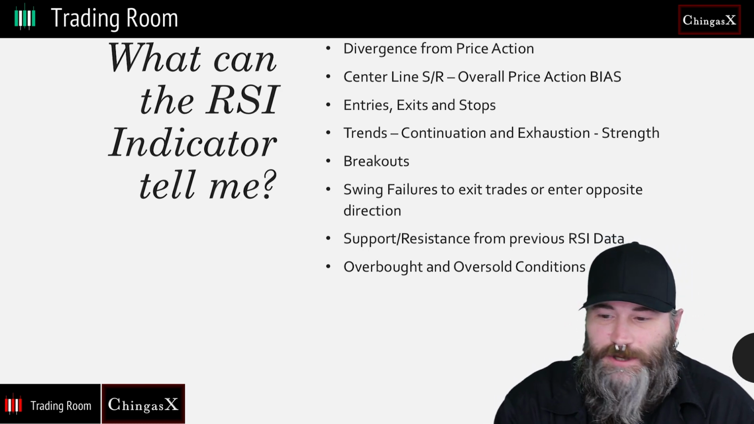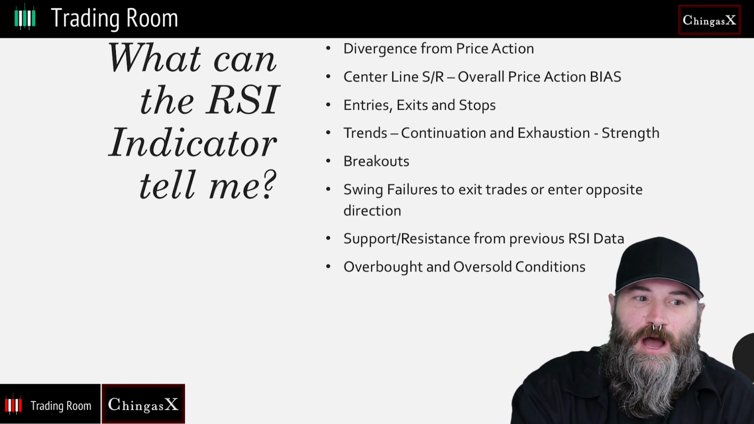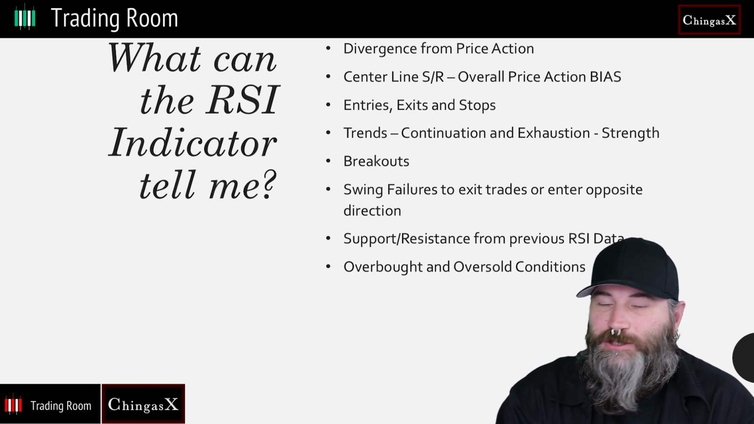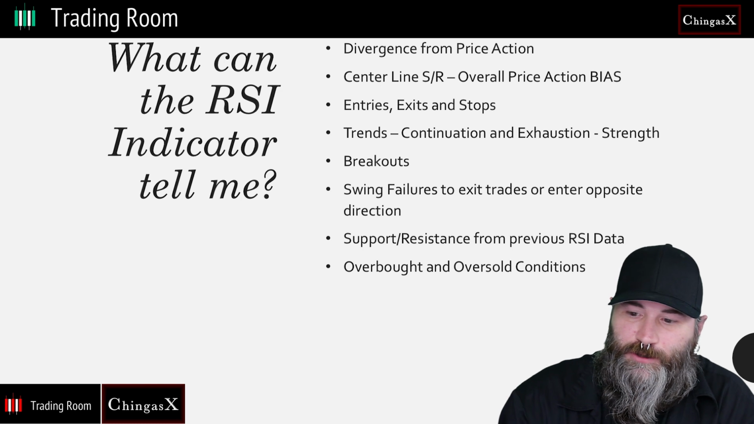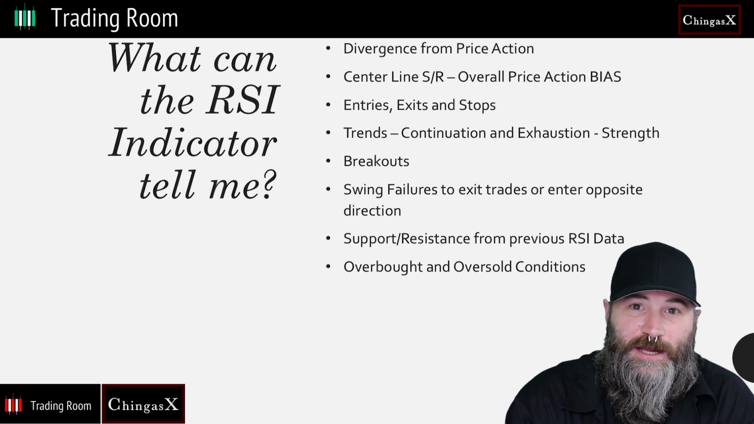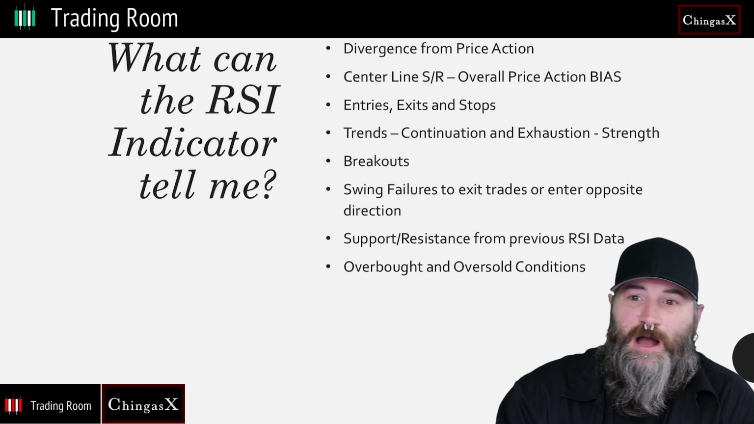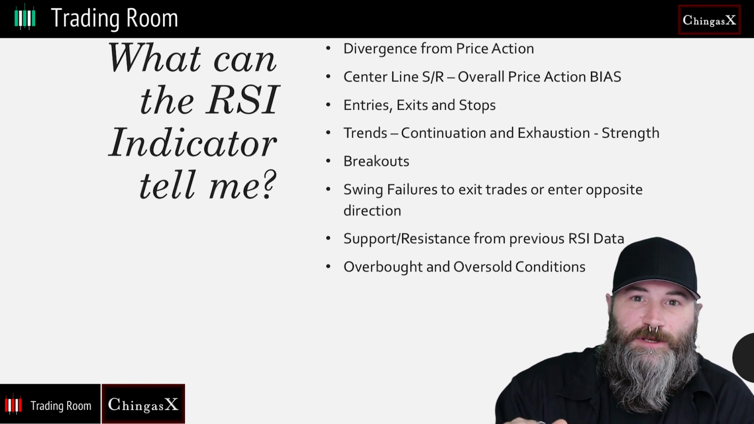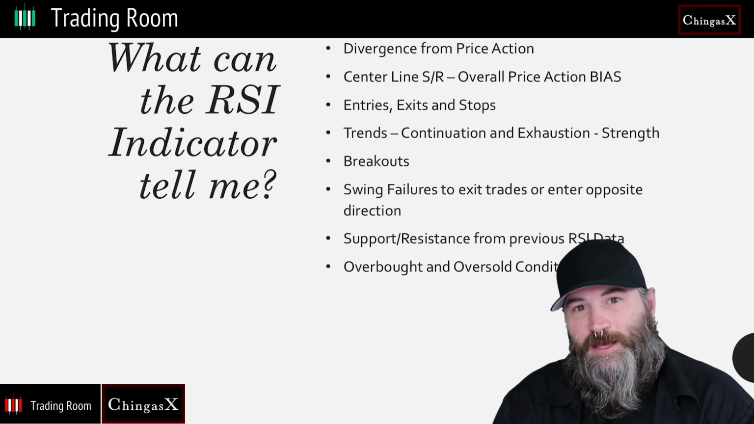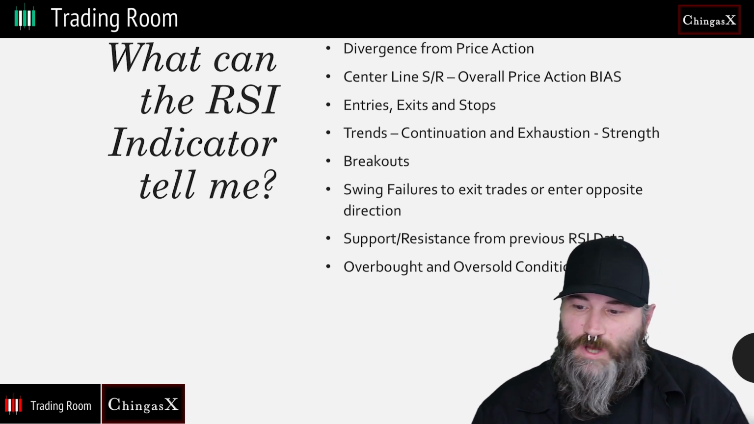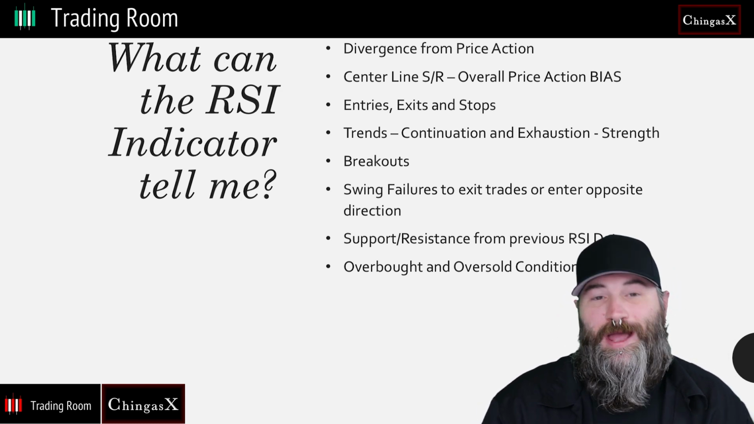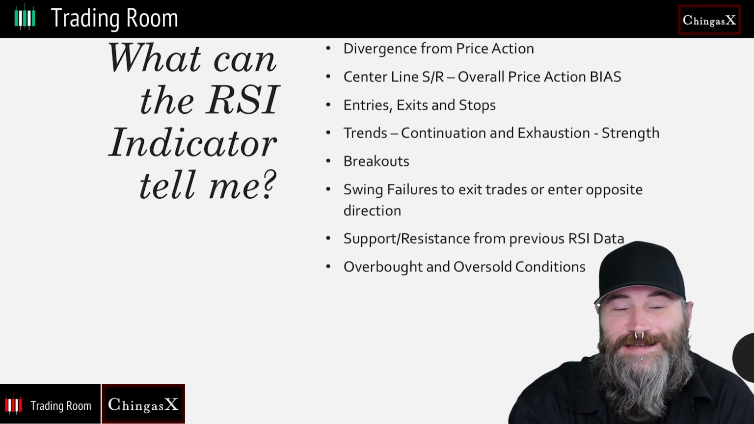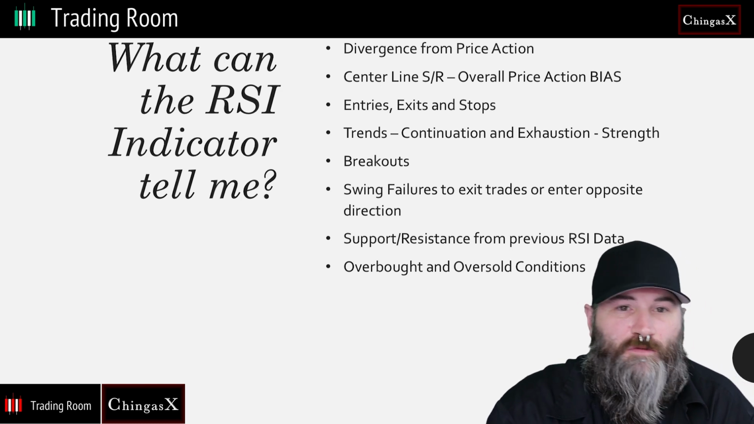Entries, exits, stops. You can make decisions on where you're going to place trades using RSI. Trends, continuation and exhaustion, the strength of the trend. You could trade breakouts right on the RSI indicator itself. You see higher high, lower high, higher high, lower high. You could draw that trend, put it down on the higher lows, and if it were to break, you play the breakout south. Swing failures to exit trades or to enter in the opposite direction. We're going to get into that a little bit. Support resistance from previous RSI data, and of course, overbought and oversold conditions.